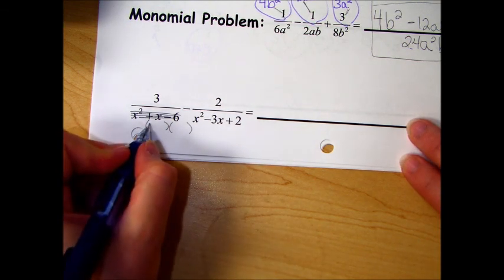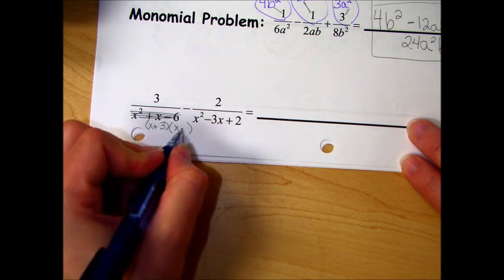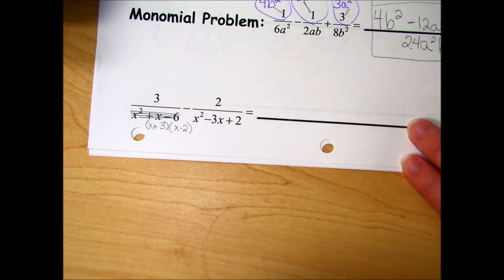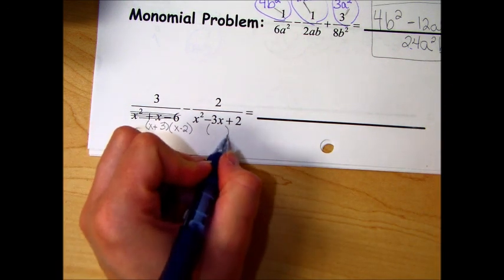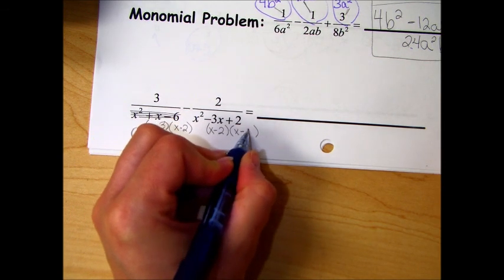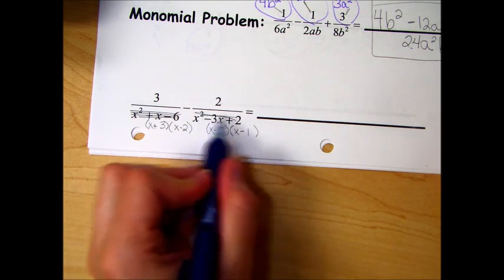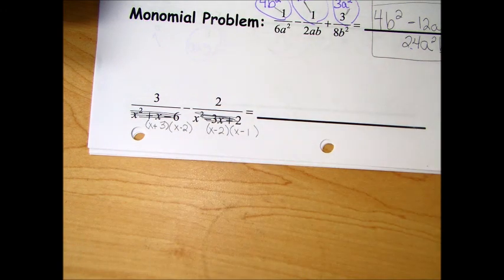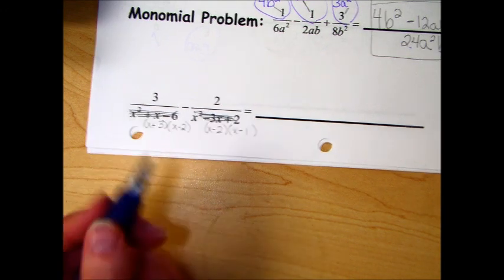This is going to be x plus 3 and x minus 2. That's for the first fraction. And the second fraction is going to be x minus 2 and x minus 1. You should be able to box those problems on your own. Now it's time to figure out what the common denominator is. You always bring over these two. So bring over an x plus 3 and an x minus 2.